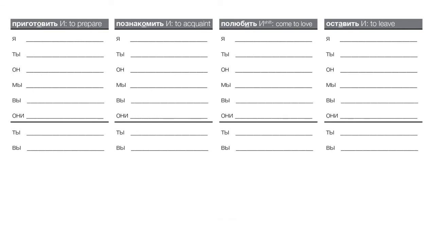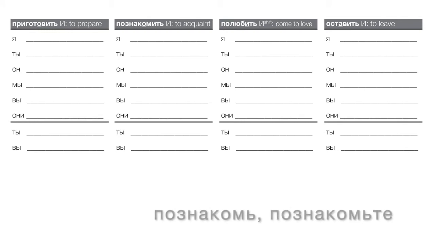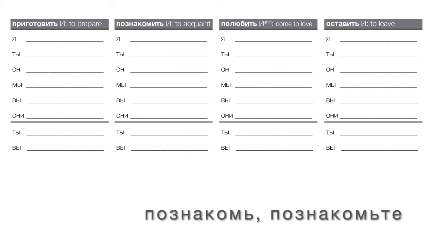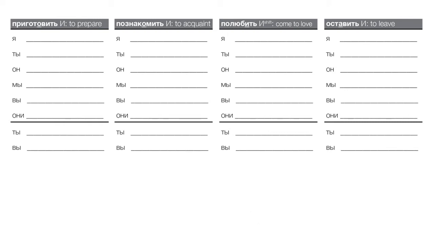Познакомить, right, to acquaint someone with someone else. Я познакомлю, ты познакомишь, познакомит, познакомим, познакомите, познакомят. Imperative would be познакомь, познакомьте. Okay, now of course could add a particle or reflexive particle to that to get a new verb meaning to get acquainted, right? Which is a little bit more common, I think. Познакомить means to acquaint someone else, to make them acquainted. Познакомиться means to be made acquainted, or we would say in everyday English, to get acquainted.